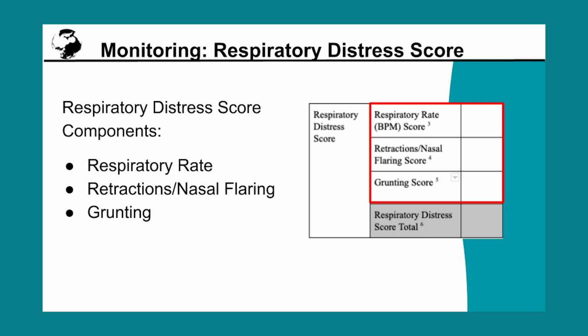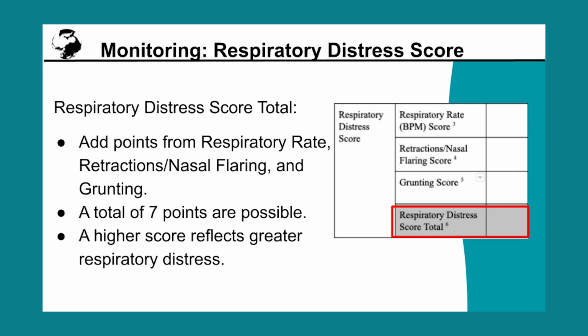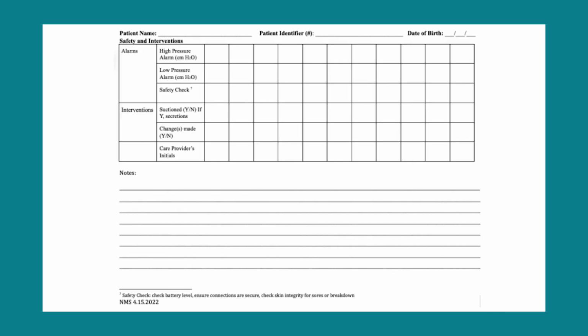In the next section, the healthcare provider may document the respiratory distress score. This score is divided into 3 sections: respiratory rate, retractions, and grunting and nasal flaring. For more information about scoring these, please see the references provided in the respiratory distress score module. A final calculated score is recorded in the bottom box. The last page of the newborn monitoring sheet covers safety and interventions.